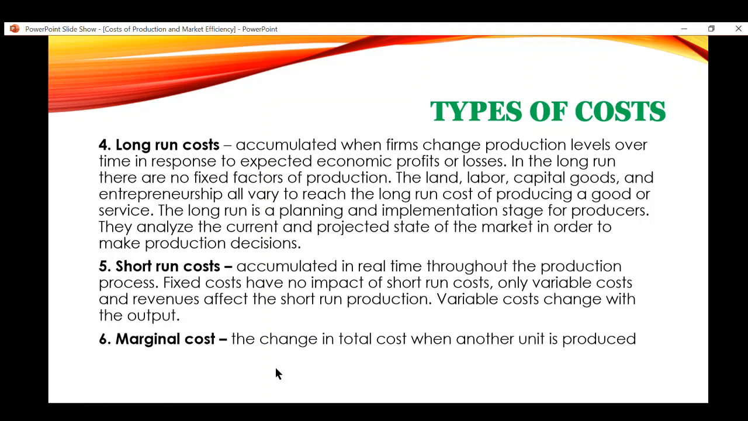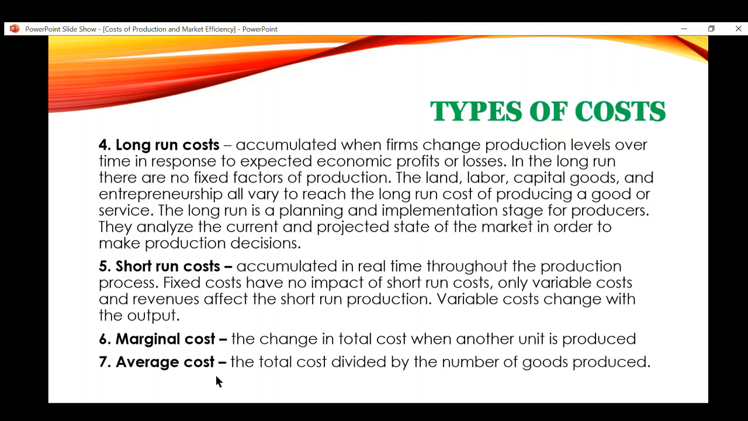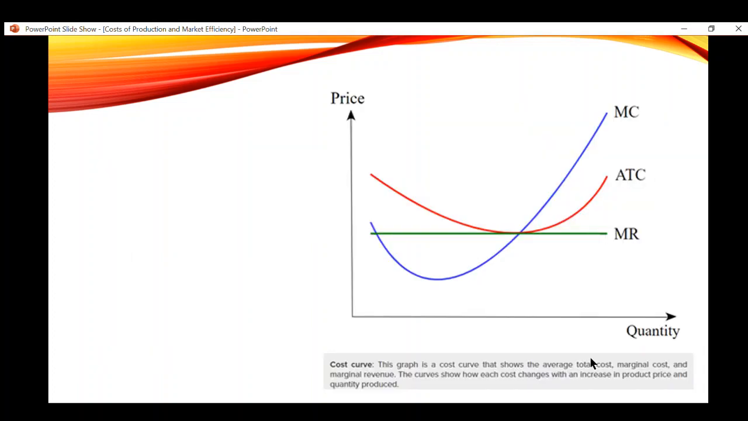We also have the term marginal cost. That's the change in the total cost when another unit is produced. So, kung mag-add on ka og another unit nga gamon, so, katong gasto para sa additional unit nga gigama, mao tay gitawag nga marginal cost or additional nga cost. Then we have average cost. That's the total cost divided by the number of the goods produced.